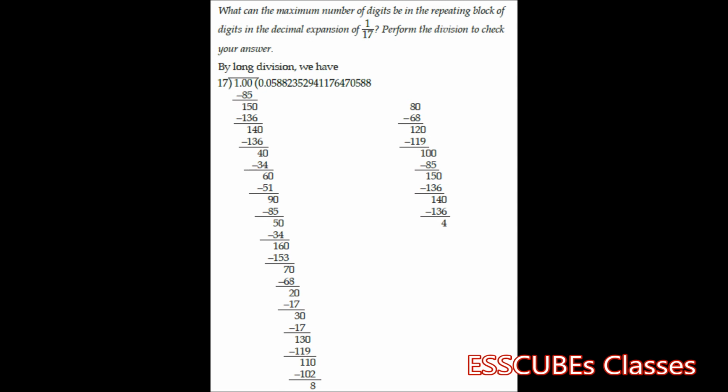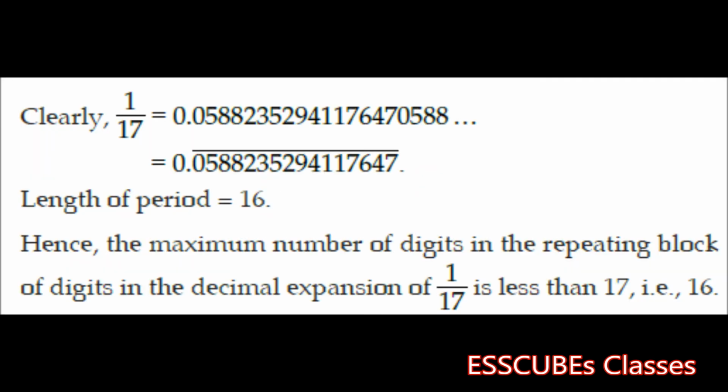Let us take this question. What can be the maximum number of digits in the repeating block of digits in the decimal expansion of 1 by 17? If I go by the long division method, if 1 is divided by 17, it's coming up as 0.0588235, and so on, as given on the screen. Actually, there is a block of 16 numbers which goes on repeating, and this is known as the length of the period. The maximum number of digits in the repeating block of digits in the decimal expansion of 1 by 17 is always less than 17, that is 16.